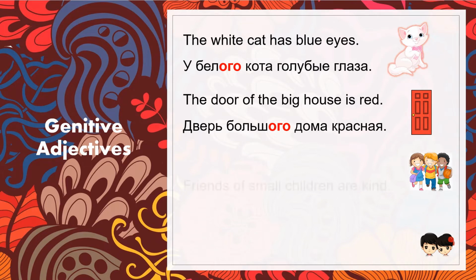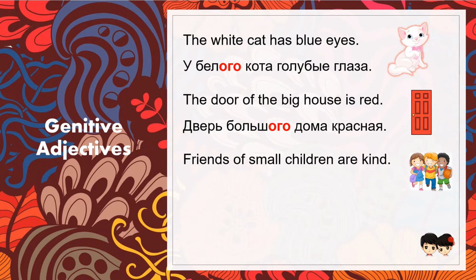Okay, another example. Friends of small children are kind. Okay, so the small children are doing the possessing. That will be in the genitive case. Друзья маленьких детей добрые. Okay, now here's an example of what I was talking about. The ending should be -ых, but you never have the letter ы after a к or a ш. So since there's a к here, маленьких, -ых became -их.